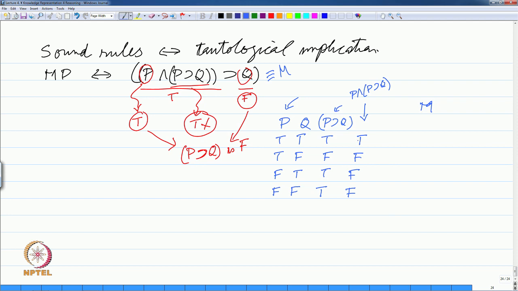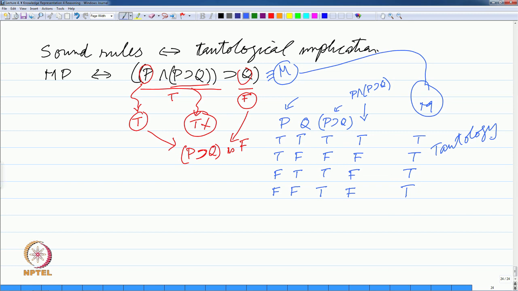I am saying that this implies this, that is the largest formula, right. P and P implies Q implies Q. So, when this is true and this is true, this is true. When this is false and this is false, this is true. When this is false and this is true, this is true. And when this is false and this is false, this is true. So, this is that M, right. And we have shown that this is a tautology. That this formula will always be true. The last column is always true. So, that is one way we said that we can show something is a tautology.